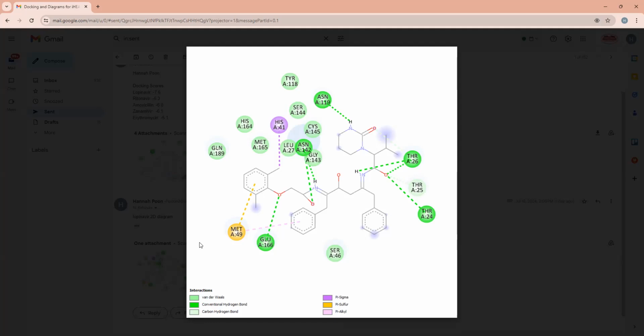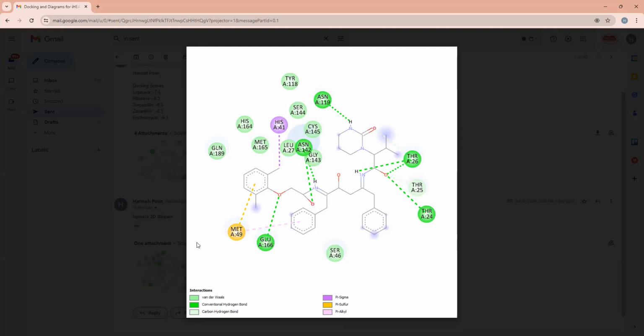Now let's look at those two important amino acid residues that I mentioned: histidine 41 and cysteine 145. You can see this is a very strong bond, a pi sigma bond, right? Also, let's look at cysteine 145. So lopinavir, which is our reference drug, has a very strong binding energy, right? A binding score of minus 7.6. It was able to interact well, with a very strong bond, with histidine 41 and cysteine 145. So this is going to be our reference.